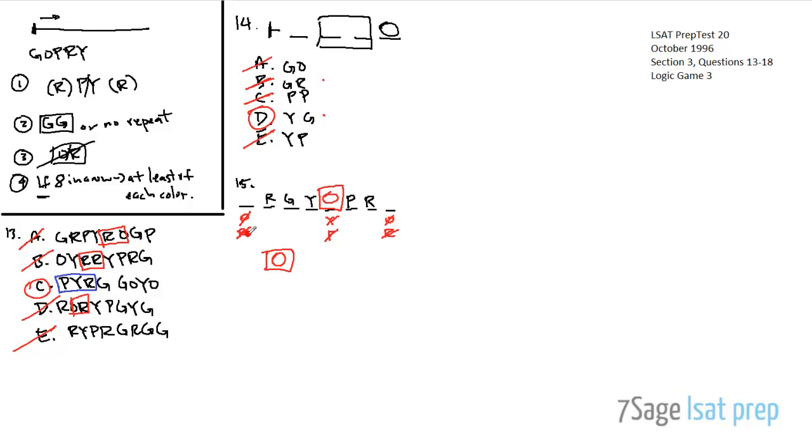Second, the 5th bead is green. The 5th bead actually can't be green because it has to be orange. The 5th bead is orange. There we go. Answer choice C is your correct answer here.